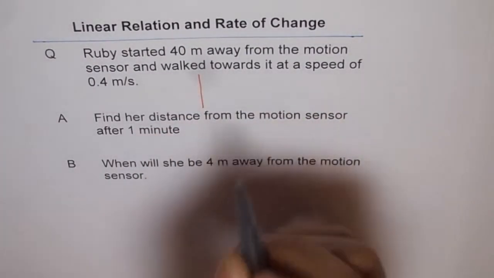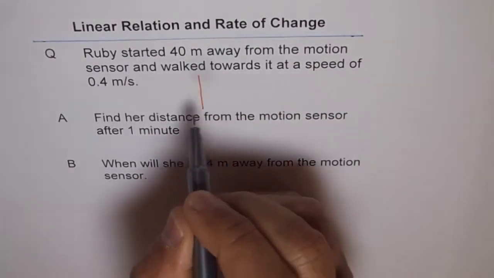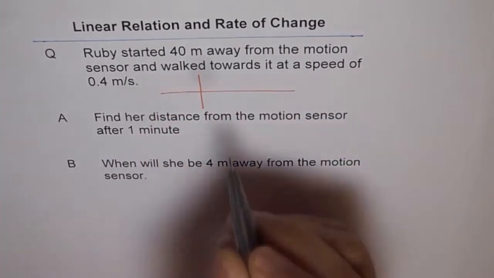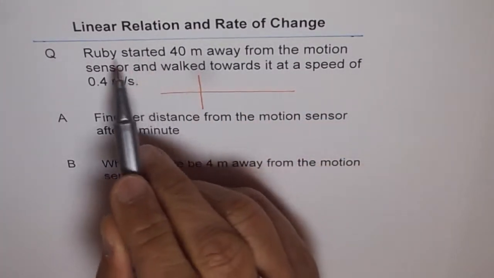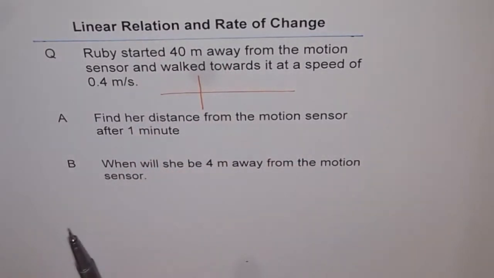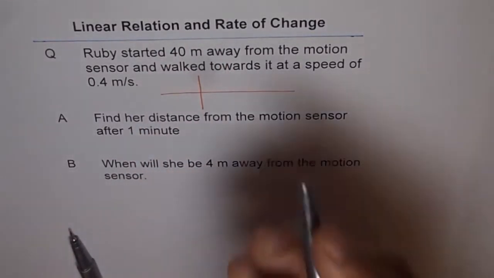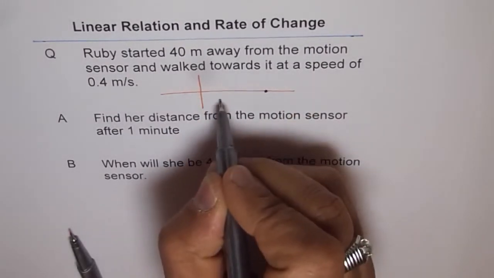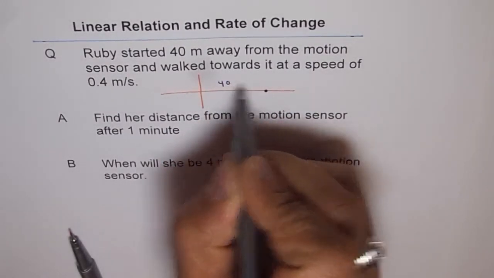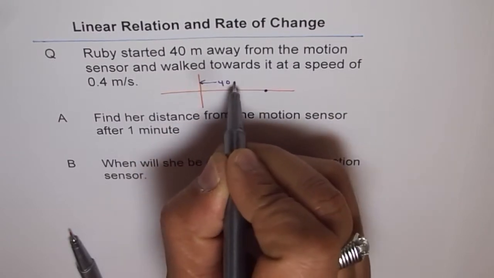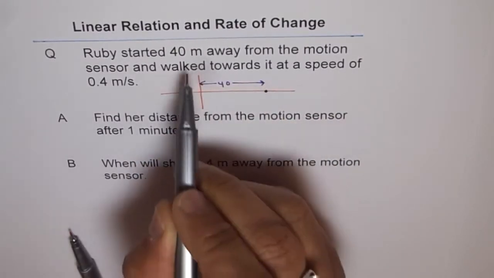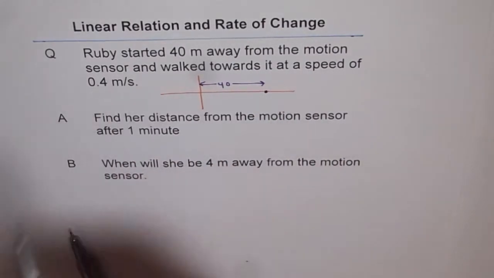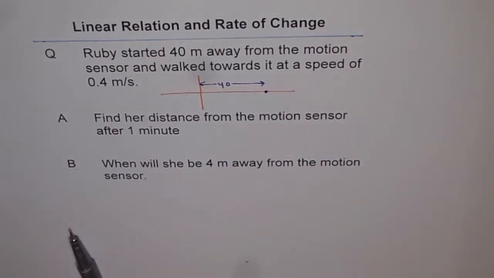Let's say here we have the motion sensor, right? And let's say this is the horizontal path on which Ruby is walking. So Ruby started 40 meters away. So that means, let us say she started at this point, and this point is 40 meters away. So this is 40 meters from the motion sensor, right? And walked towards it at a speed of 0.4 meters per second.